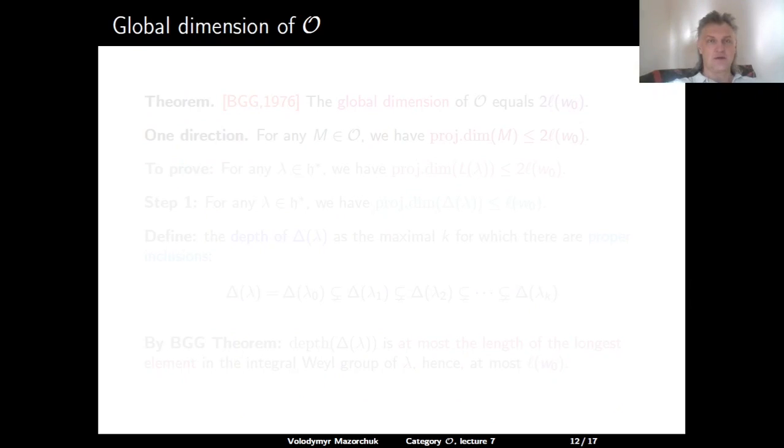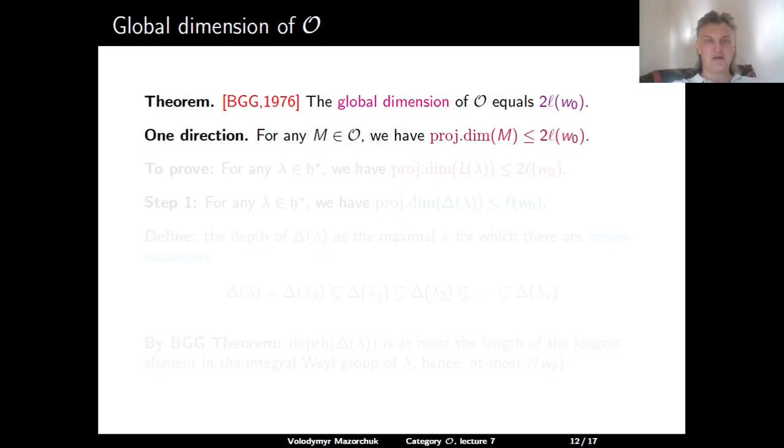Okay, so now we can use this BGG resolution of the trivial module to compute the global dimension of category O. So the theorem, which is from the original paper of BGG on category O, says that the global dimension of category O equals twice the length of w_0.